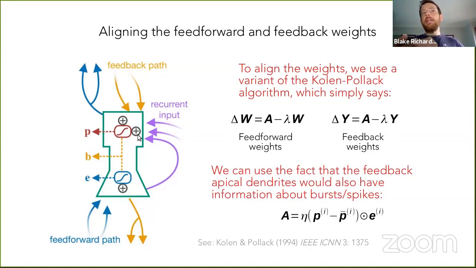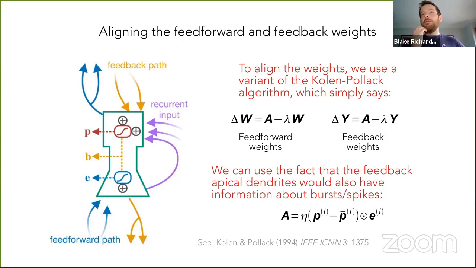The other thing we have to do is align the feedforward and feedback weights here. How can we do that? Well, in this particular situation, we can do this very easily. I myself have published other papers on how to train the feedback weights. I think there's a lot more to be said about this potentially, but in this particular model, we use this algorithm called the Colin Pollock algorithm, and it's a very simple algorithm. It says, if W is our feedforward weights and Y is our feedback weights, if we update W according to some term A, plus some weight decay on W, and then you update the feedback weights Y with the same A as well as some weight decay, you're guaranteed that these weights will eventually converge to the same values. That's fairly obvious.